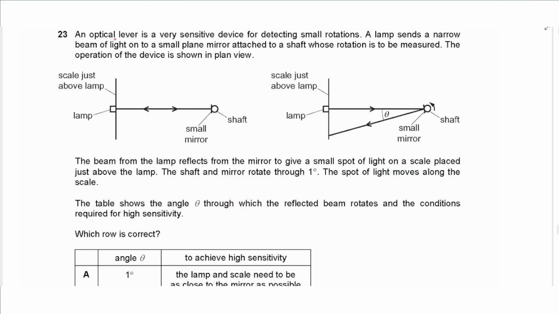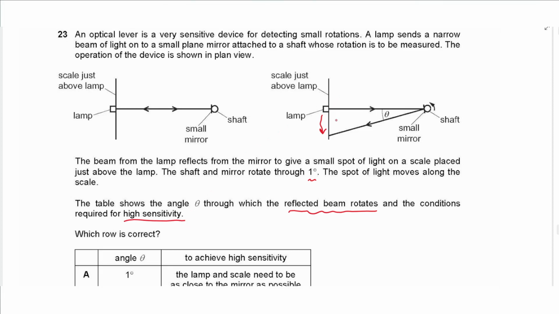Question 23 says, an optical lever is a very sensitive device for detecting small rotations. A lamp sends a narrow beam of light onto a small plane mirror attached to a shaft whose rotation is to be measured. The operation of the device is shown in plan view, that means from above. The beam from the lamp reflects from the mirror to give a small spot of light on a scale placed just above the lamp. The shaft and mirror rotate through an angle of 1 degree. The spot of light moves along the scale. So this is a scale, and the table shows the angle theta through which the reflected beam rotates and the conditions required for high sensitivity.